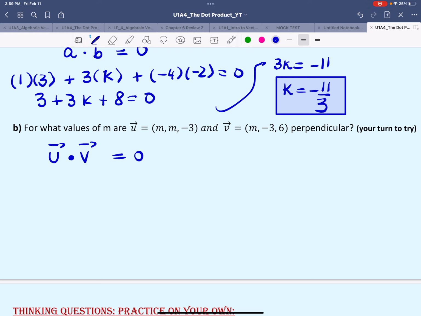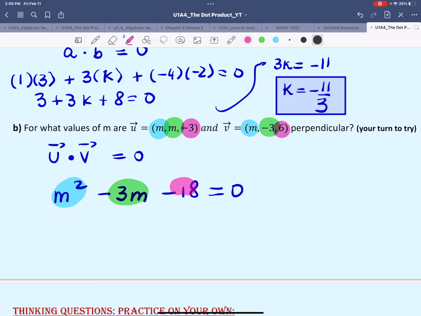So you multiply the x coordinates, m times m, that's m squared. And then we multiply the y coordinates, m times negative 3, so that's negative 3m. And last but not least, the z coordinates, 3 times 6, so that would be minus 18. And that must be equal to 0, we said.